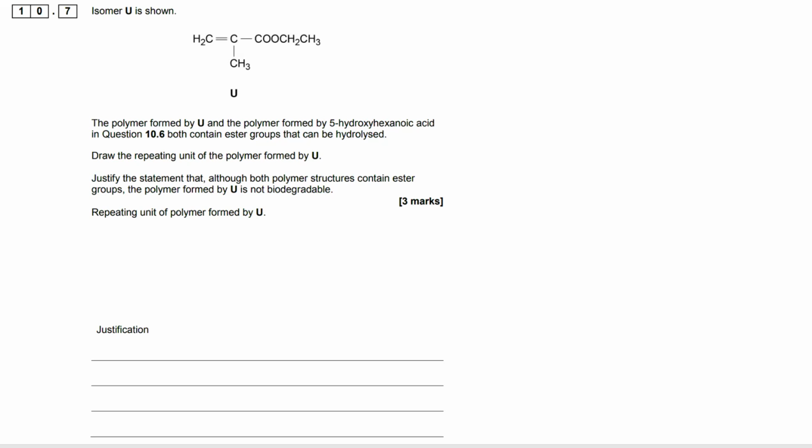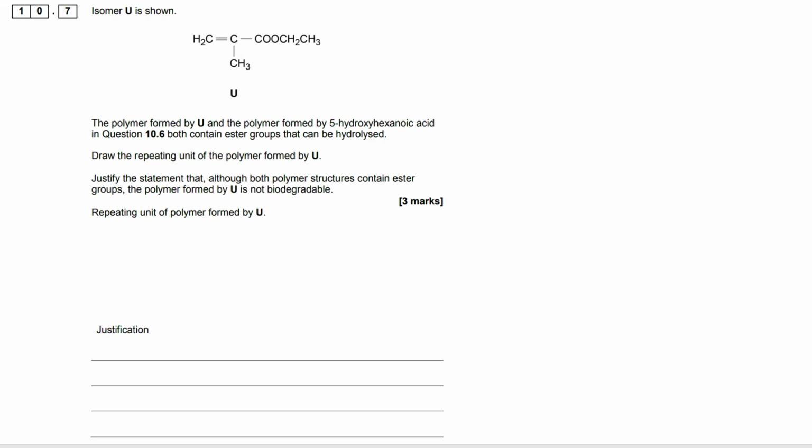Almost there now at the end of a very long question. So we've got 10.7, we've got an isomer U. The polymer formed by U and the polymer formed by 5-hydroxyhexanoic acid both contain ester groups and can be hydrolyzed. Draw the repeating unit of the polymer formed by U. Justify the statement that although both polymer structures contain ester groups, the polymer formed by U is not biodegradable.